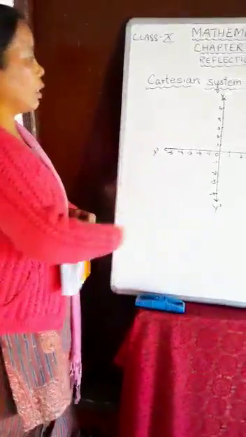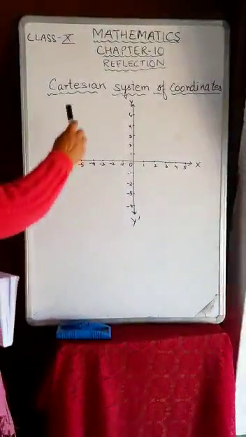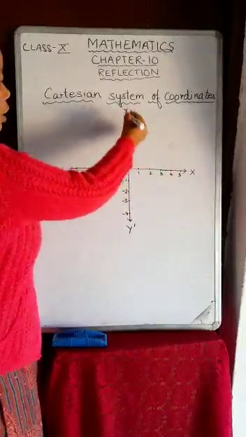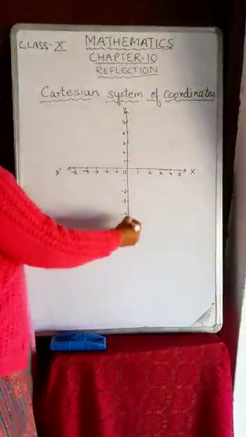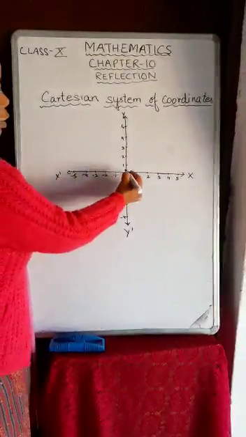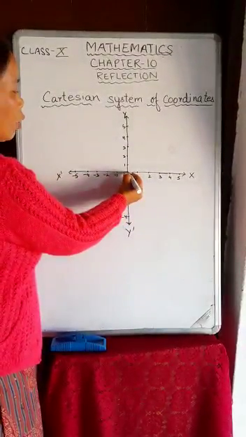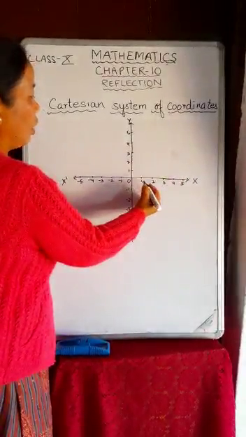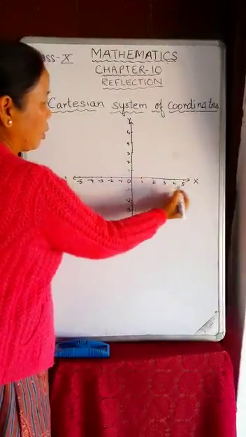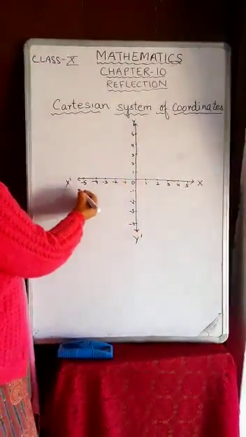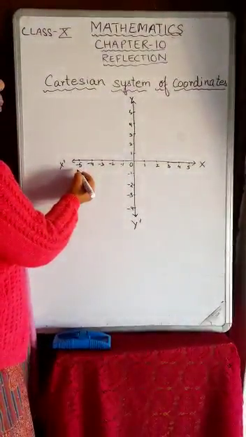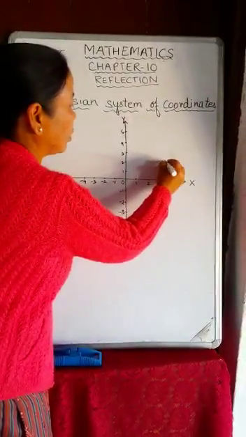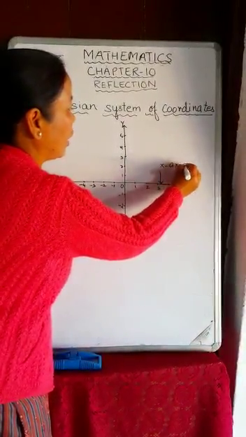Here in this figure, this is the Cartesian system of coordinate geometry. Two lines are intersecting each other. One is the horizontal line, the other is the vertical line. And where the two lines meet each other is called the origin. O is the origin. To the right side of this origin, the value of x is positive, and to the left side of the origin, the value of x is negative. So this horizontal line is called the x-axis.